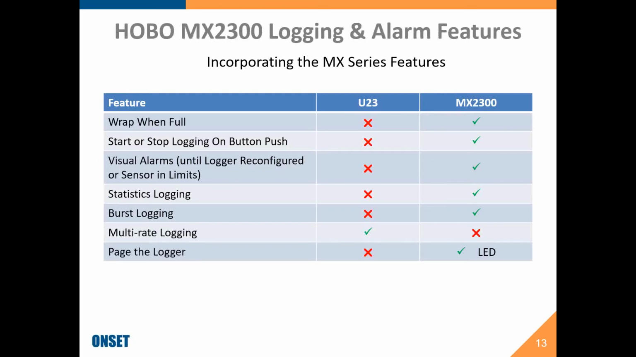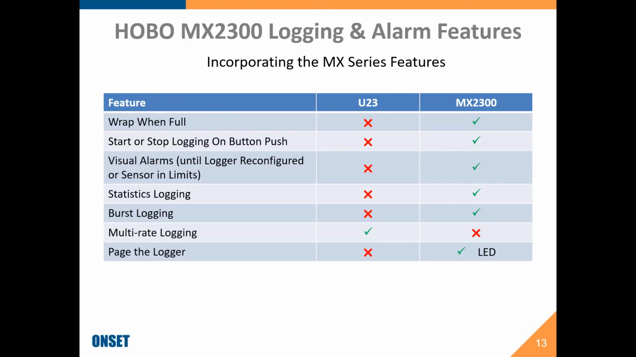Statistics logging. That's just a way of sampling at a faster rate, and it can record averages over the logging interval. So it can be the min, max, mean, average, and I think the standard deviation over the logging interval. It's got a burst logging mode. This allows it to sample and record at a faster rate when some limits are exceeded. So for example, you could set an alarm threshold of sorts so that when the temperature goes above that threshold, it starts sampling at a 15-second rate instead of a 15-minute rate.